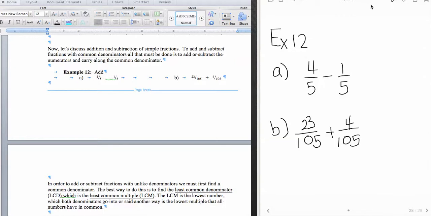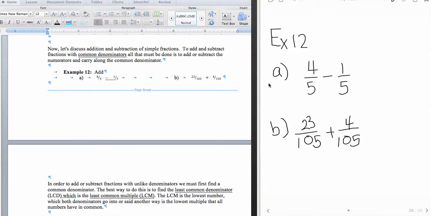Okay, this is our next section in lecture, section 2.2. We're going to be talking about the addition and subtraction of fractions with like denominators. This is the easy one, and this one will go quite quickly. Then we'll have a second little talk before we continue on with subtraction and addition of fractions that have unlike denominators.